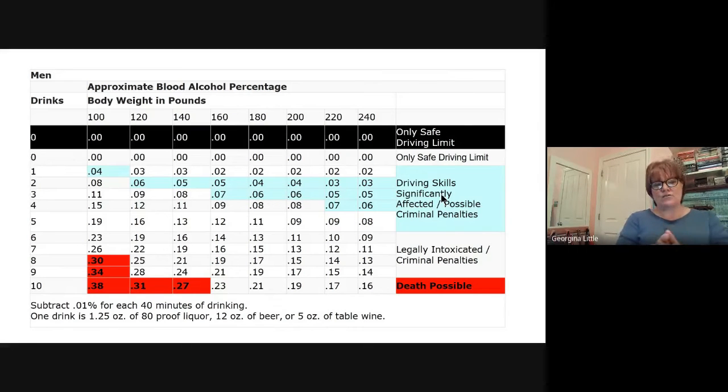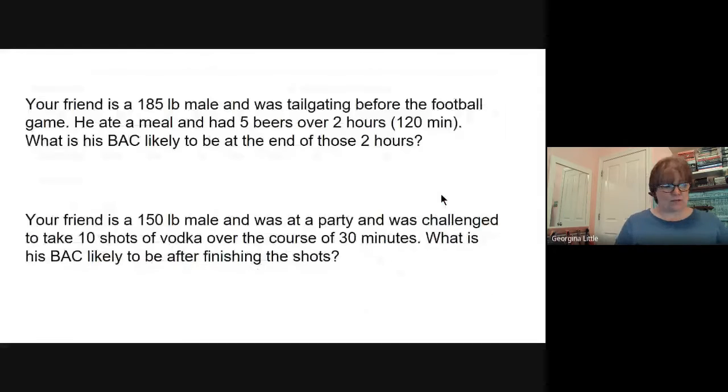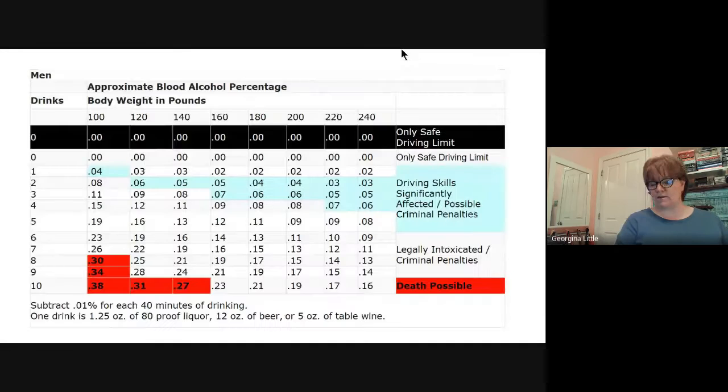So let's try and do these. Your friend is a 185-pound male and was tailgating before the football game. He ate a meal, so 185 pounds. He had a meal and had 5 beers over 2 hours, which is 120 minutes. What is his BAC likely to be at the end of those 2 hours? Let's go back and work this through together.